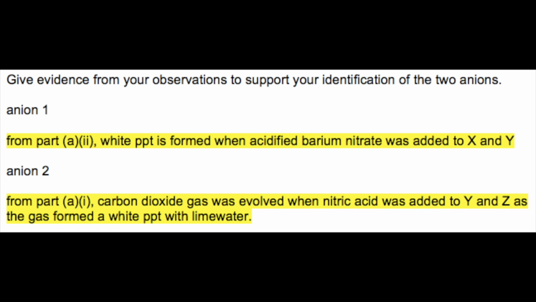And how do we explain it? So we have to go by the evidence. So in all evidence, we need to have the part, the observation, and the description of the test. So for example, to find out that there is sulfate ion, it's from part A, part 2. The observation is that white PPT is formed, and the description is when acidified barium nitrate was added to X and Y. So this is how evidences should be written.